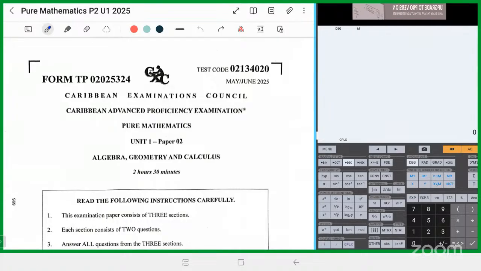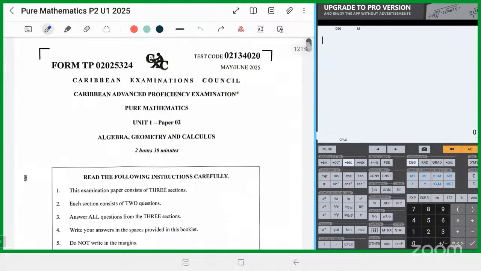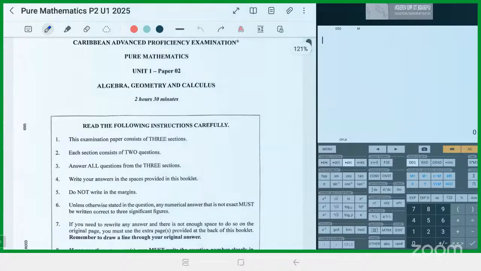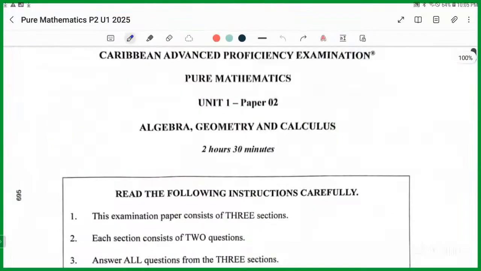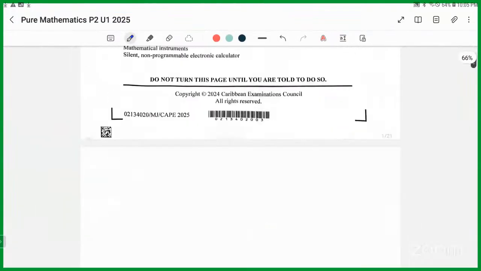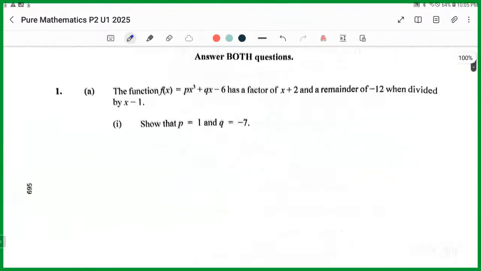All right, so let's just work through this paper. I just finished class with our students for our exam tomorrow. So let's do this. Let's see what it's about. First question.